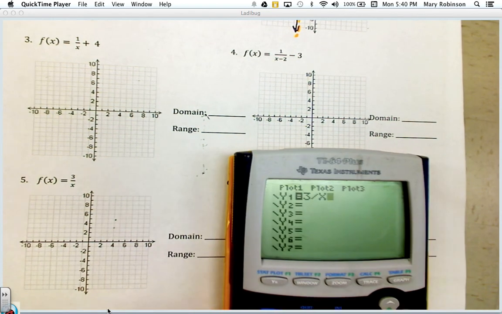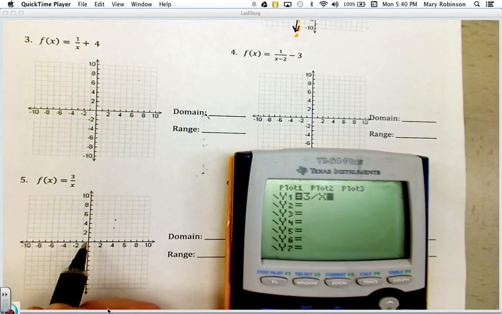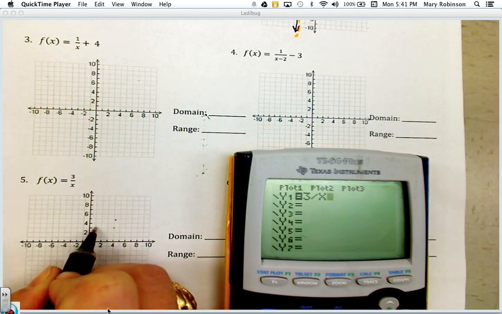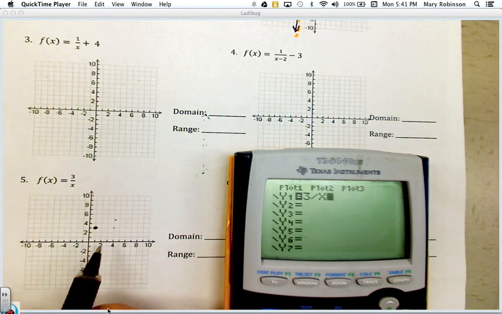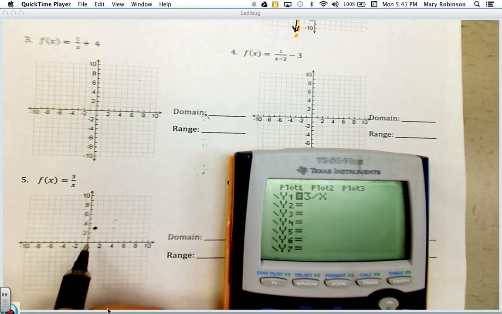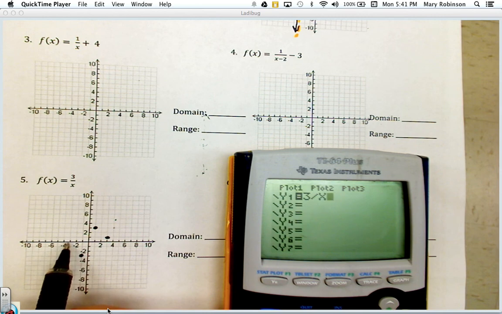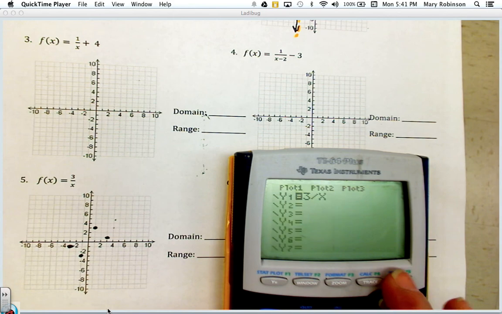Now if we think about a set of values, if I input a 1, 3 divided by 1 is 3. And if I input a -1, 3 divided by -1 is -3. And that's how it should go. If I put in a 3, 3 divided by 3 is 1. And if I put in a -3, 3 divided by negative 3 is negative 1. So let's see what happens to our graph.